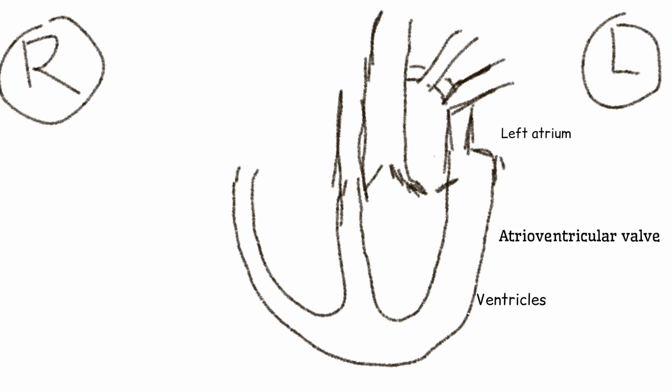And this particular valve has two cusps. It is the left atrioventricular valve. Sometimes it is called the bicuspid valve because it has two cusps, but its proper name is the mitral valve. So the left atrioventricular valve is the mitral valve, and it has two cusps.